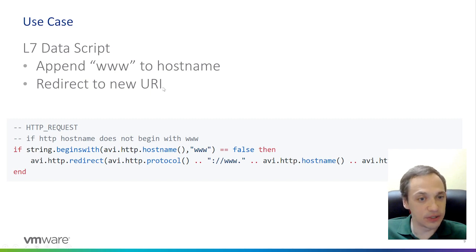This DataScript checks the incoming request hostname. We're running it upon HTTP request, so we're examining incoming request headers. If the hostname doesn't begin with www, then we'll issue a redirect, which will basically add www. And we'll take a look at this in more detail in our lab.